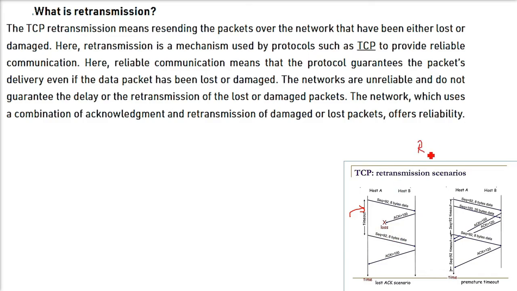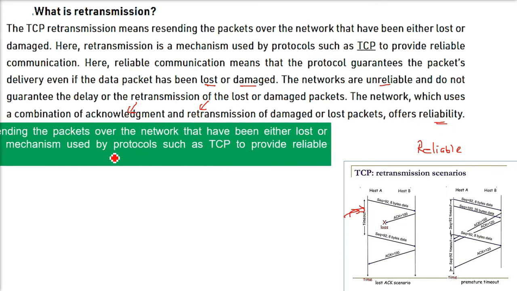So what is reliability? It means that if you lose something, I will cope with that; I'll just send it again. Reliable communication means that the protocol guarantees the packet's delivery: even if the packet has been lost or damaged, it will be resent. Networks are unreliable and do not guarantee delivery or retransmission of a lost or damaged packet. I'm talking about the actual networks. So some protocols like TCP have to provide the reliability. A network which uses a combination of acknowledgement and retransmission of damaged or lost packets offers reliability.